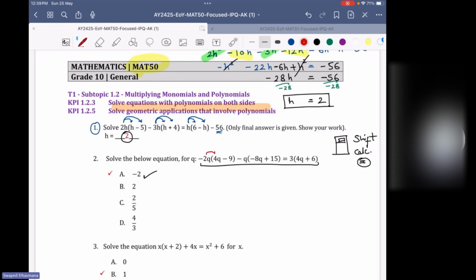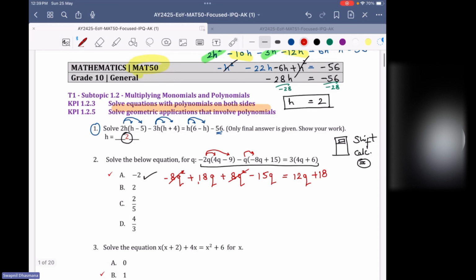So negative 2q with 4q, negative 2q with negative 9, there'll be negative 8q squared, positive 18q, negative q with this, so positive 8q squared, negative 15q equals 12q plus 9, 18. 8q will cancel 8q because opposite signs. 18q minus 15q would be 3q.